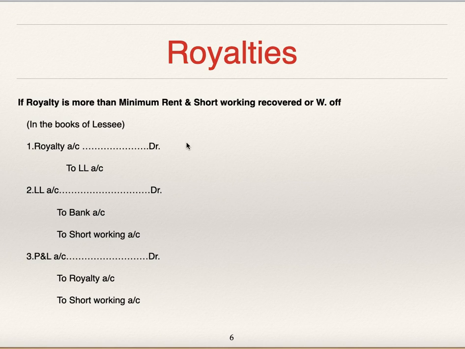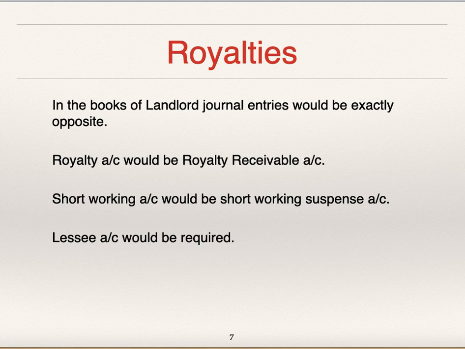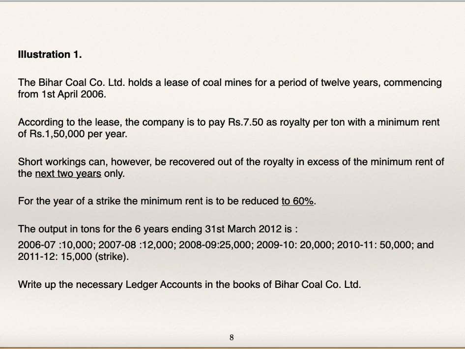In the books of landlord, exactly opposite entries to be passed. So, lessee to royalty receivable, bank account debit, short working suspense account debit to lessee, and royalty account debit, short working suspense account debit to profit and loss account. In the books of landlord, journal entries would be exactly opposite. We have seen this. Royalty account would be royalty receivable account. Short working account would be short working suspense account. Lessee account would be required.